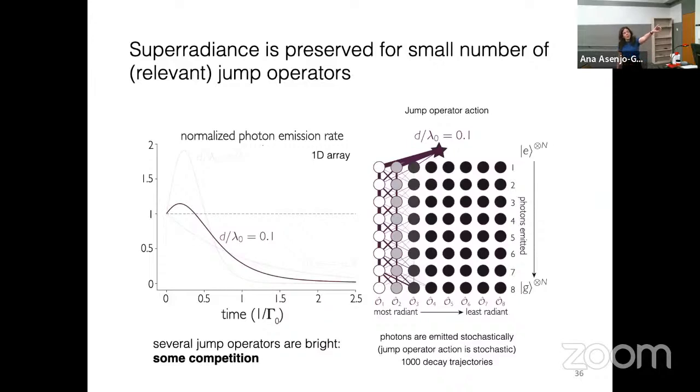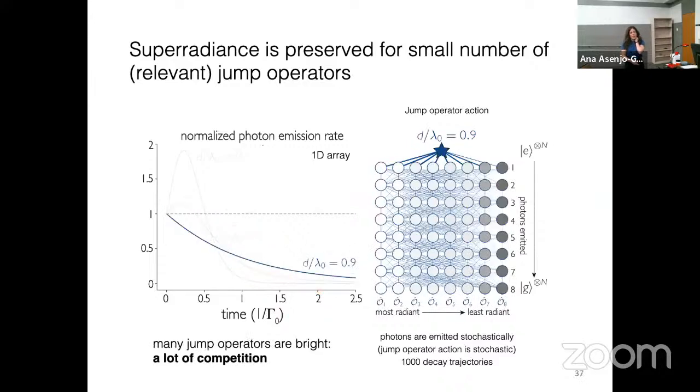So as we increase the distance, some of these operators become bright and they start competing, and this leads to a decreased burst. And if I separate them even more, you see that many of these jump operators act, and this leads to this exponential suppression in the photon rate.